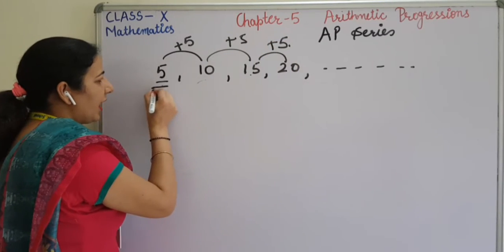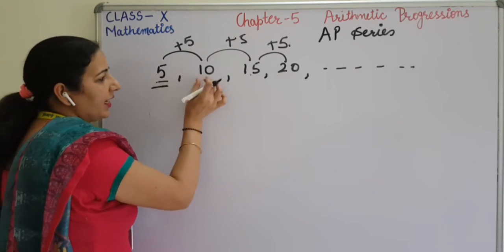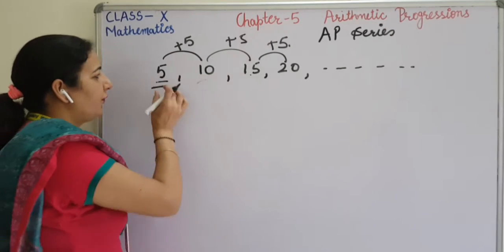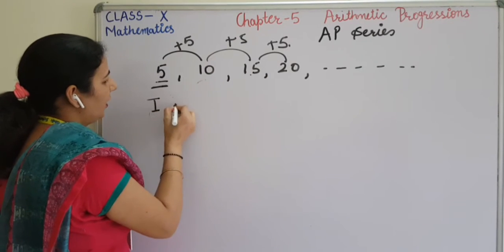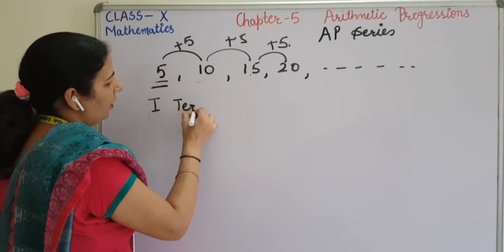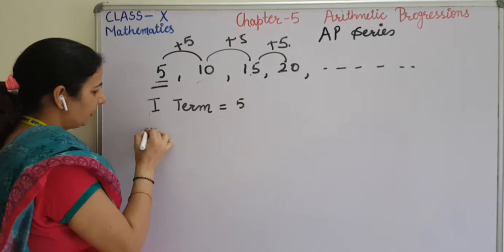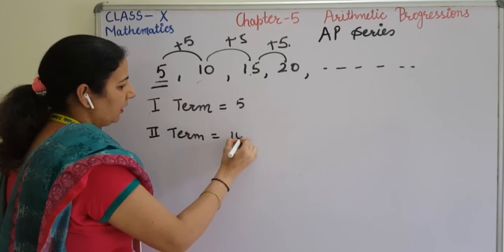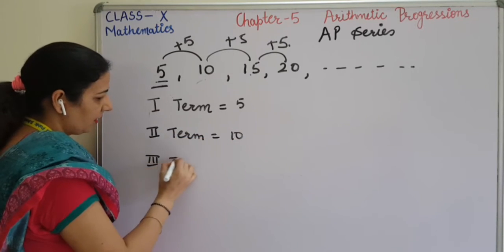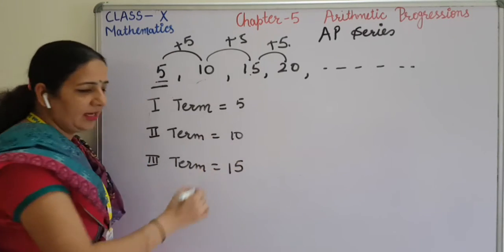So this 5 is written as the first term. In your class also we can say first table, second table, third table in the same way. But here I have written first term. They are known as the terms, and the first term is 5. Second term is 10. Third term is 15. Like that you can write about this.